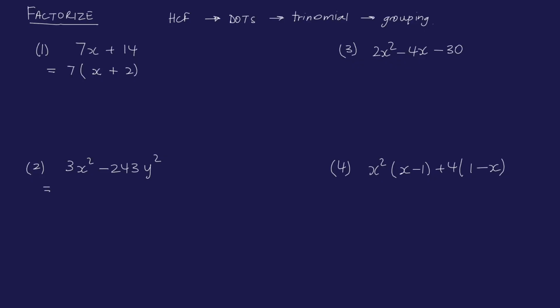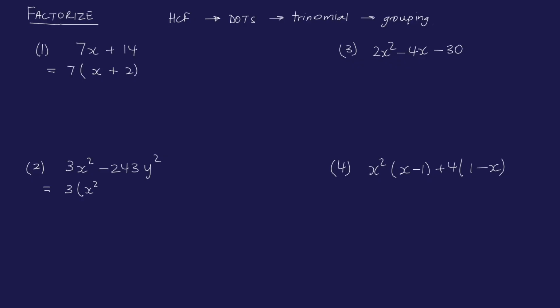Question number 2 says factorize 3x squared minus 243y squared. So the first thing I should look for is HCF. Is there something that I can take out as a factor between 3x squared and 243y squared? The answer is yes. 3 is a factor. I can take out 3 between both of them. So 3 can come out as a factor. So 3 times what will give me 3x squared? It will be x squared.